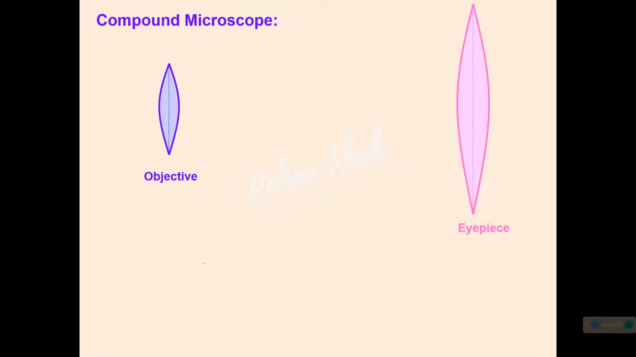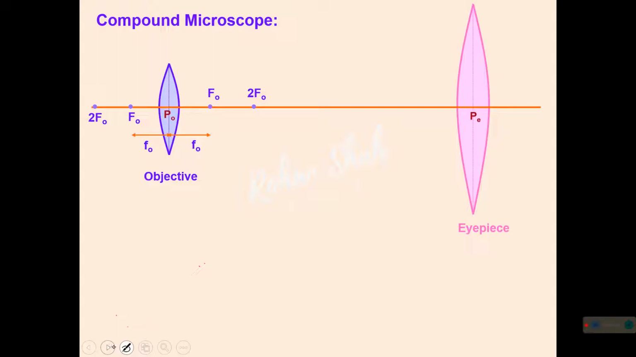So we have the two lenses. First lens is what we call the objective lens, while the second lens is what we call the eyepiece, right? Yes, next. This is the principal axis. This is the PO, that is pole of the objective, and PE is the pole of the eyepiece. FO is the focal length of the objective. 2FO is by default the center of curvature, right? And similarly, these distances are called the FO, focal length for the objective, right? FE, the focal length for the eyepiece, and the distance is FE, right?